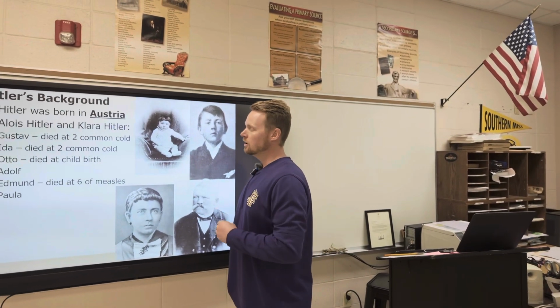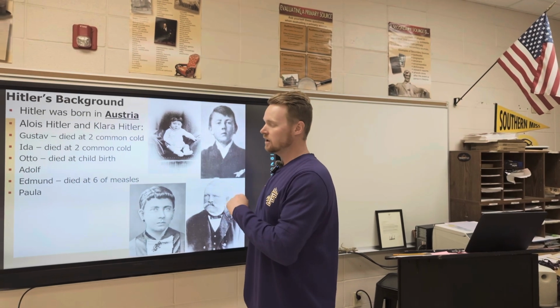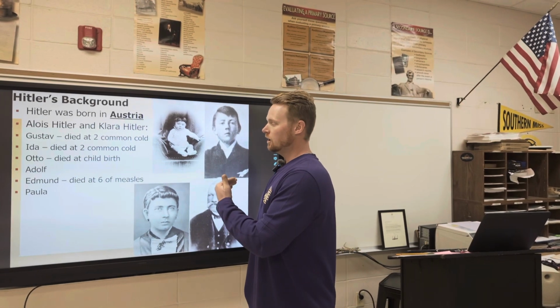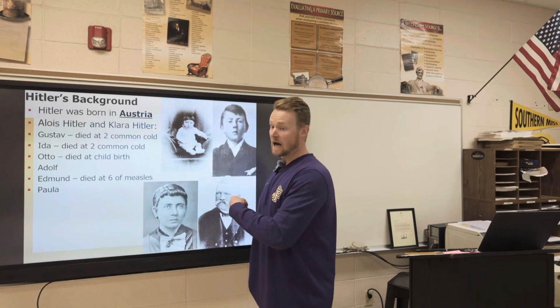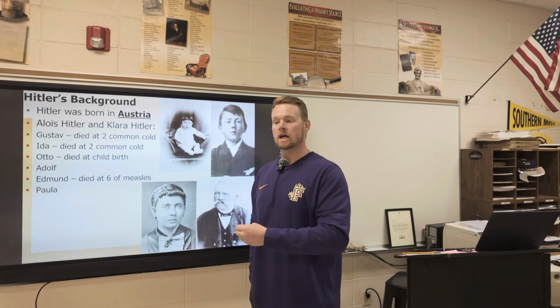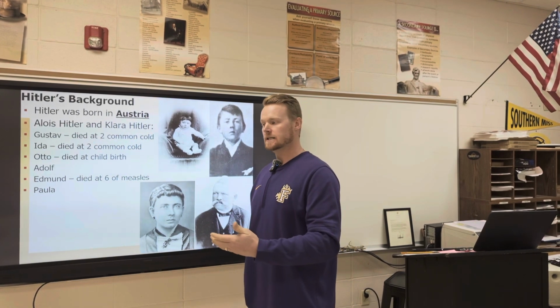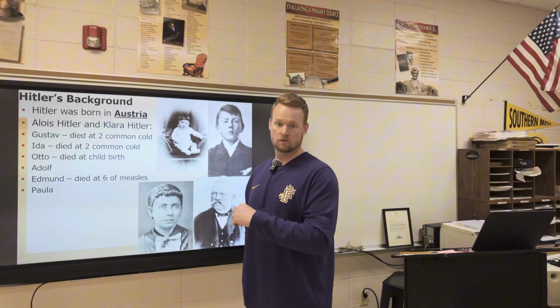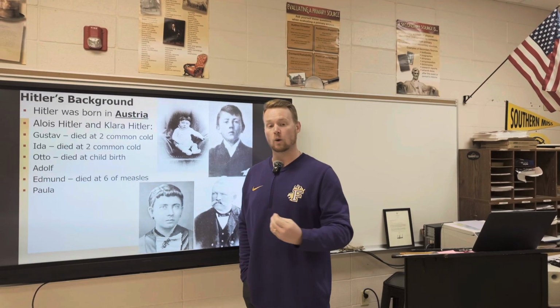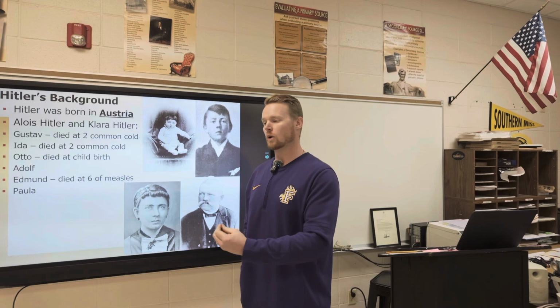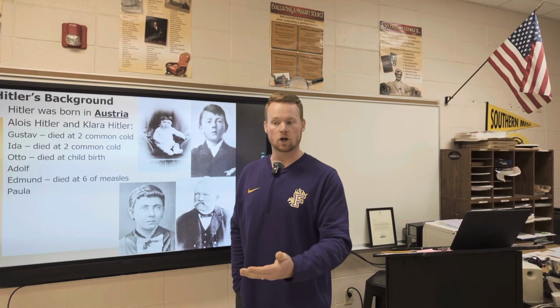So we talk about three of his older siblings who will die from the common cold at two. The next brother, Otto, will die at childbirth, and then he is born. And my students start to see many instances of this in Hitler's life where people around him die, but he stays healthy. People around him struggle, but he seems to overcome it.